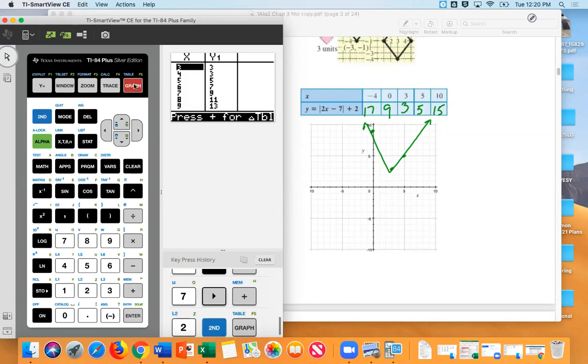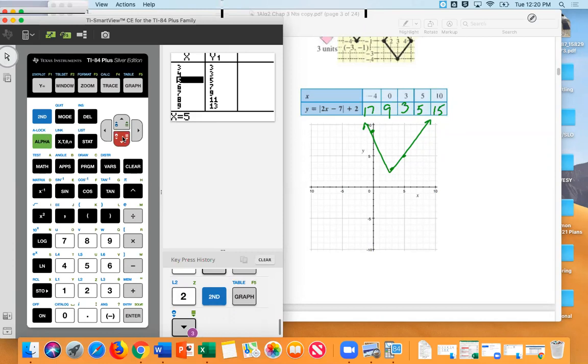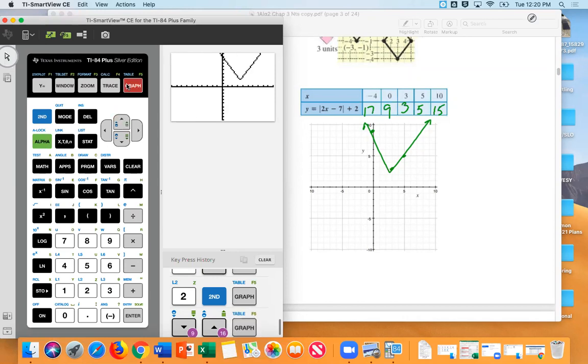So let's go to the table. You can see with the table, 3, 3, 5, 5, 10, 15, they're all there. It's looking like we got this right. 0, 9, and -4, 17. If I hit graph, look, it looks like mine, so I'm good to go.